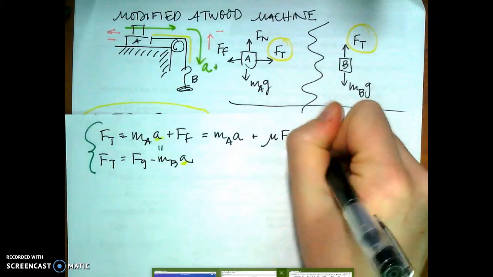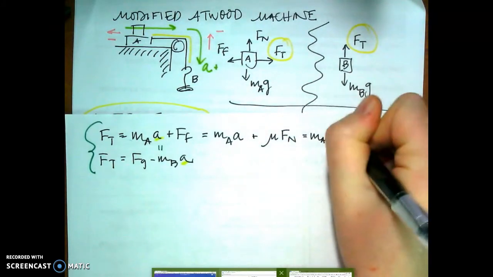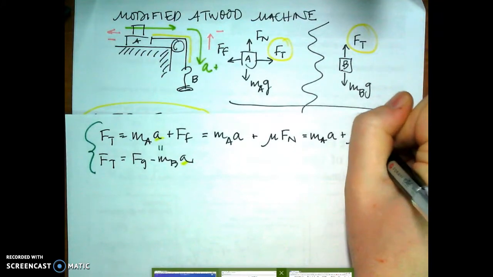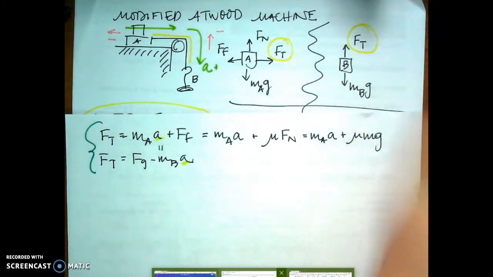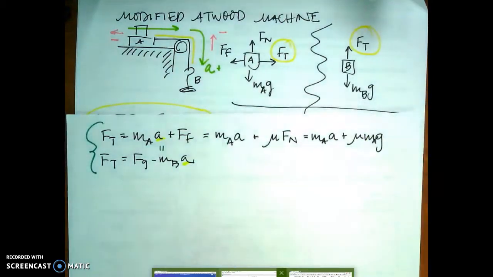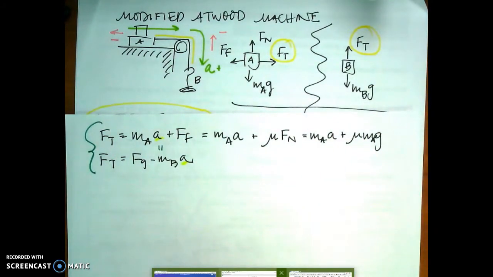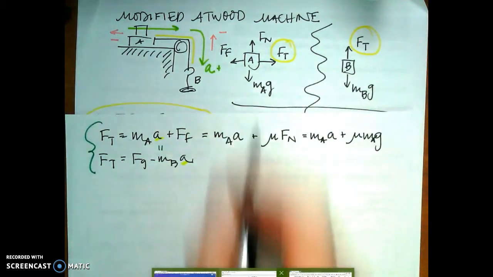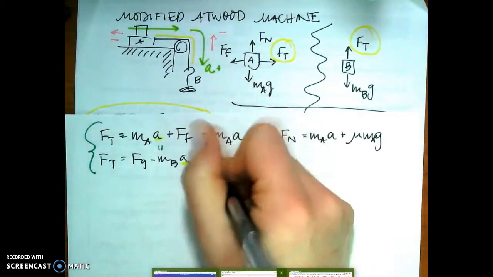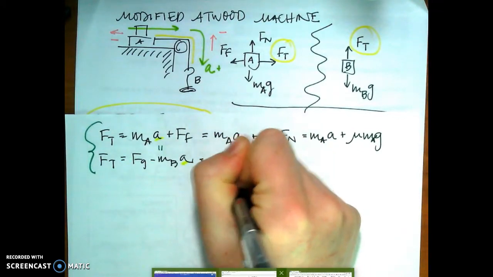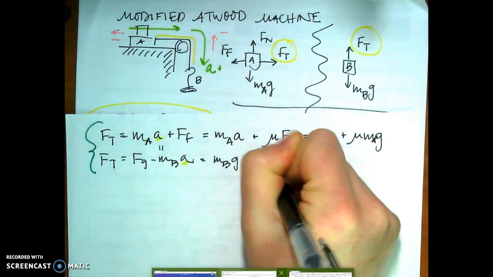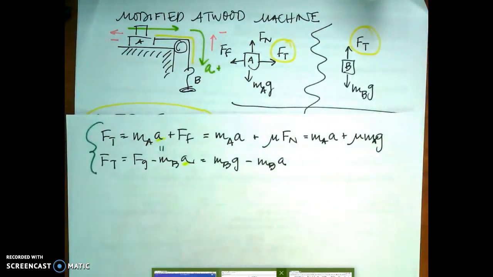Well, let's flesh out what the normal force means. It's going to be mass times gravity, right? And in this case, we're talking about the mass of object A. That's a little A underneath there. This equation for force of tension, force of gravity, is going to be mass of object B times gravity minus mass of object B times the acceleration.